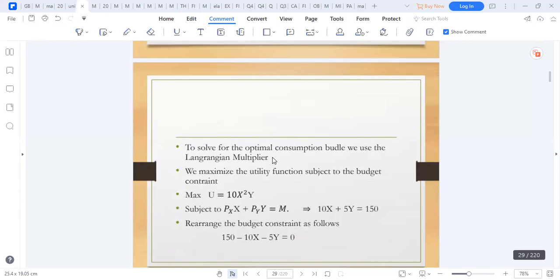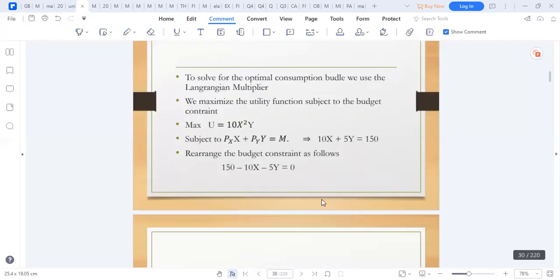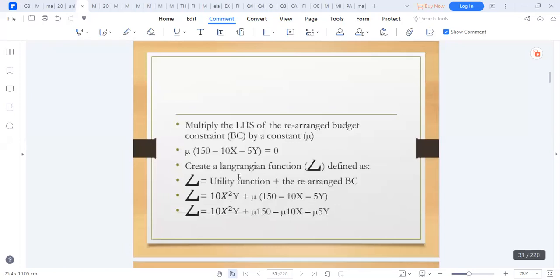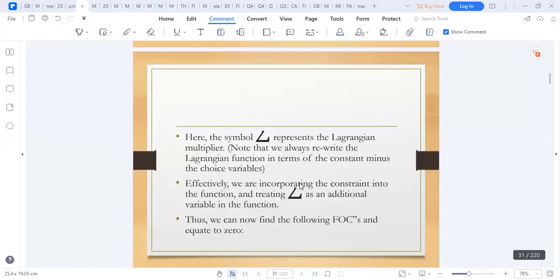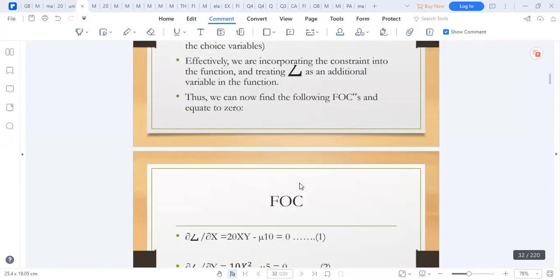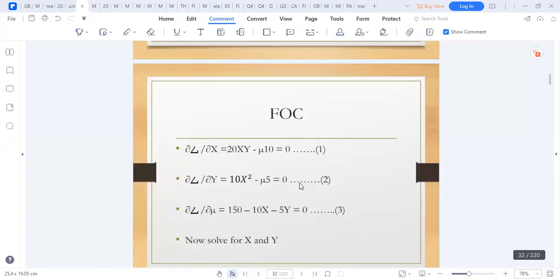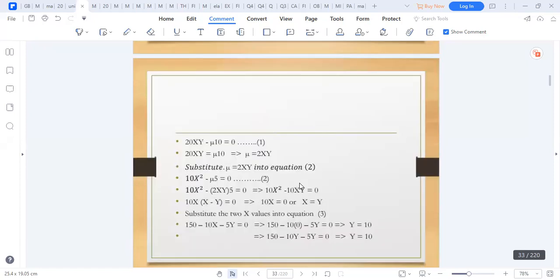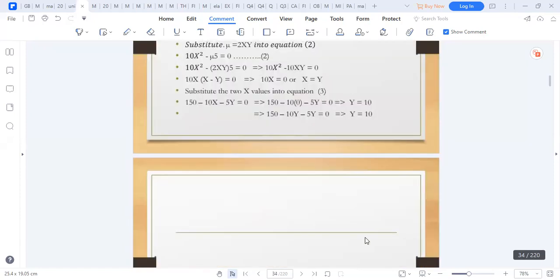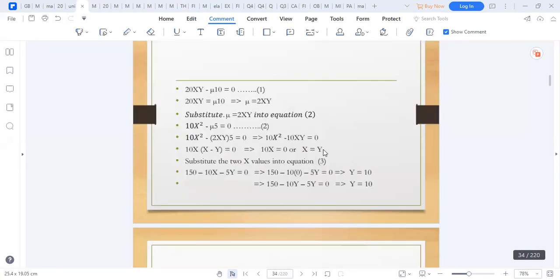So this question came twice. Although if you follow the Lagrangian function, it's a very long route. Our final answer is y is 10, just to verify, and our x is 10. So this is what we have done.